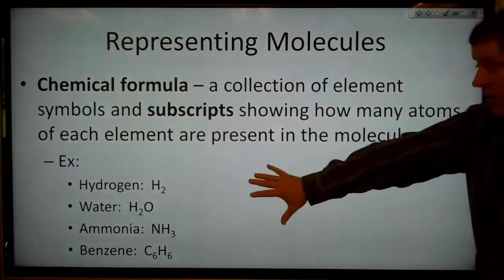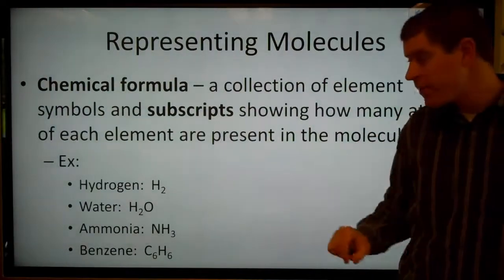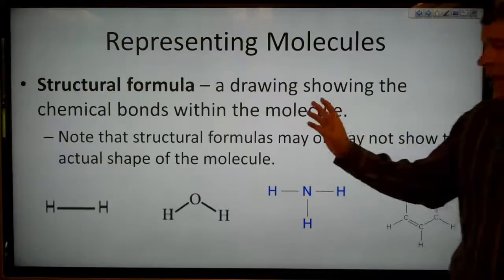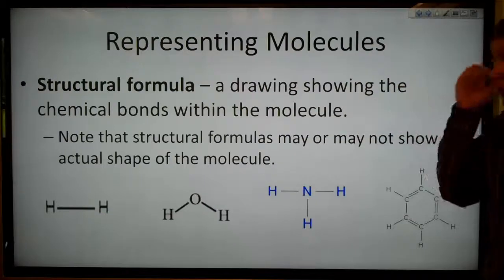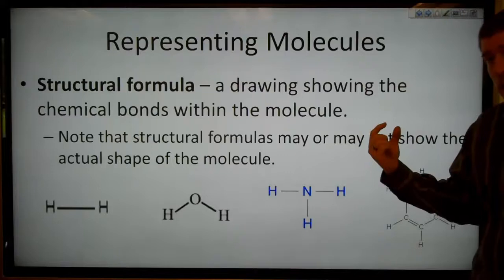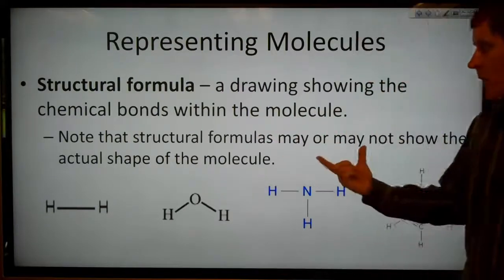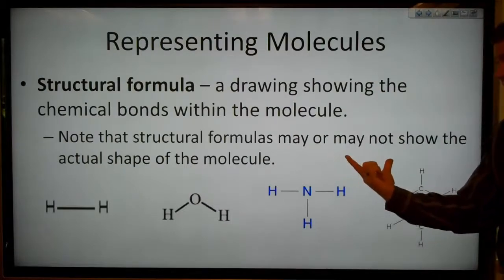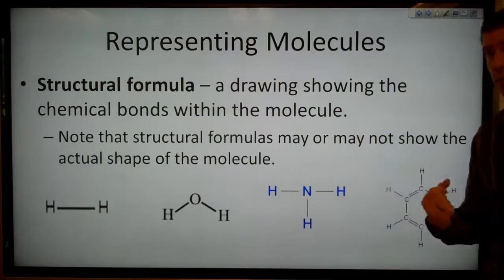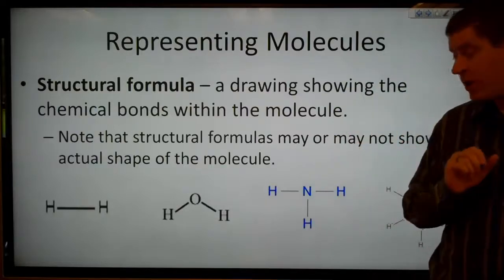Now, note that this only tells us which atoms are there and how many of each element we have. But it doesn't tell us how they're connected together. And that's where we get to a structural formula. A structural formula is a drawing showing the chemical bonds within the molecule, or at the very least, which other atoms each atom is connected to. So they may or may not actually show the true shape of the molecule. It shows us how they're connected, but not necessarily the correct geometry between them.